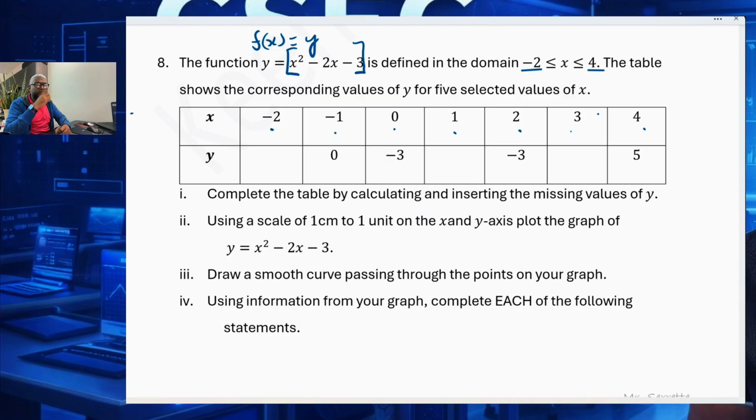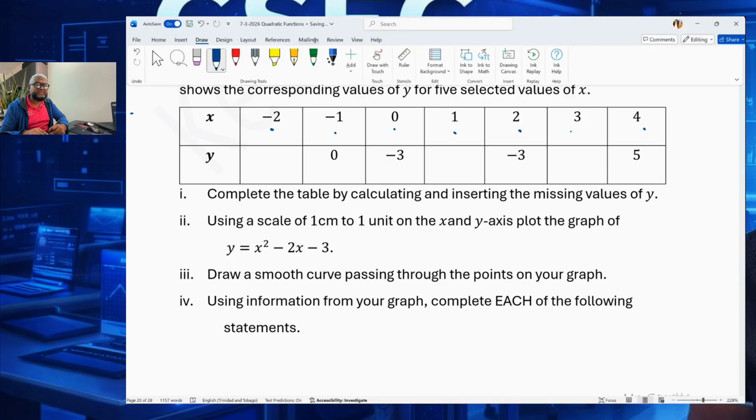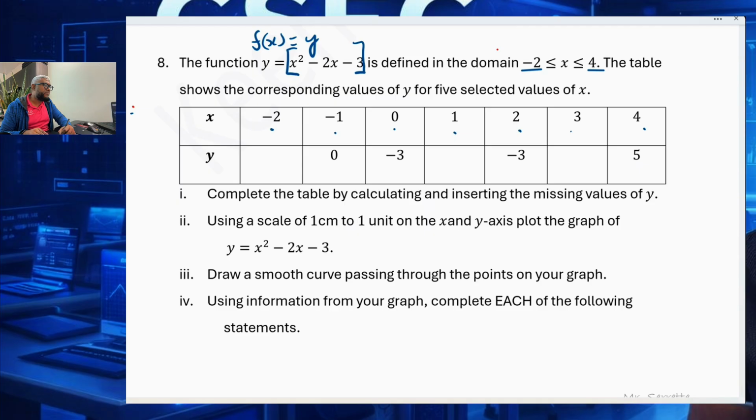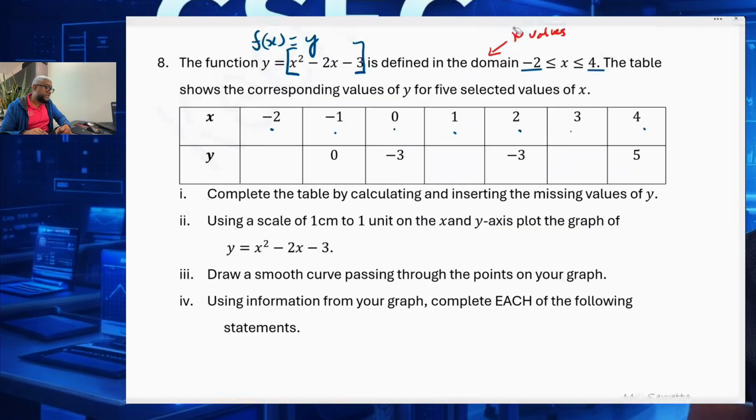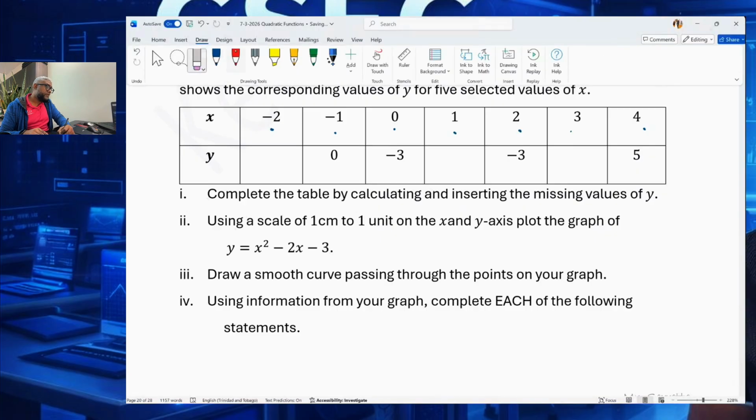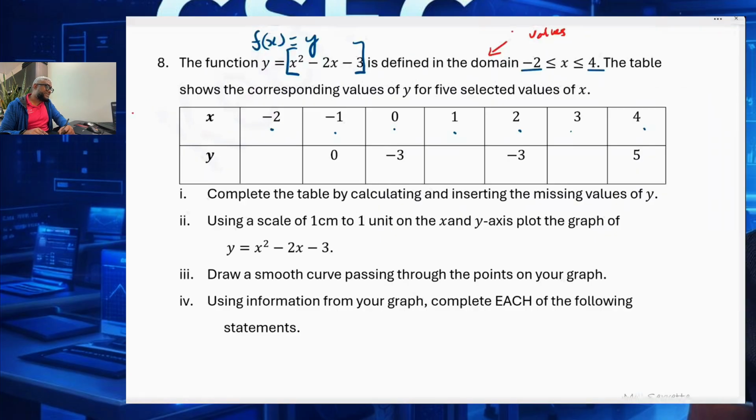So domain. For those who don't know what a domain is, my domain would be my set of x values, right? My domain would be my x values. You all know what your y values are? Anybody knows? You have your domain and your range, right? Your range would be your y values.